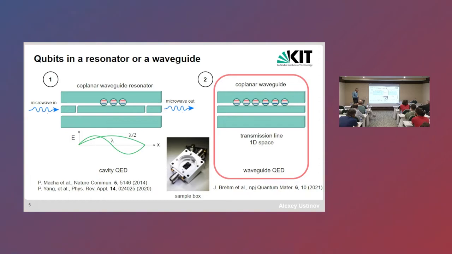So the subject of the talk today, I will tell you something about experiments where this kind of qubits are also coupled to the middle line where microwaves can propagate, but now it's not a resonator, but rather a transmission line. So it's actually an open space, one-dimensional space, where these two-level systems interact with propagating light.